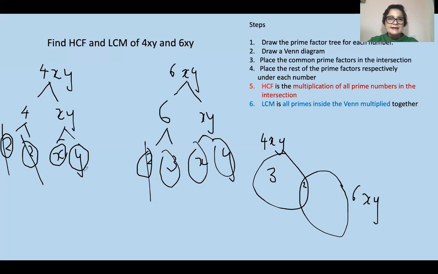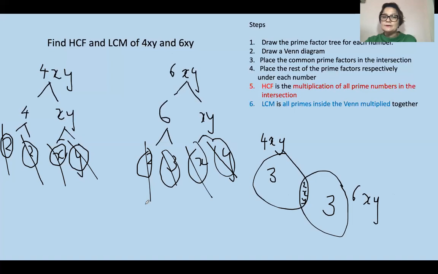I can see an x here and x there, so x is a common factor. Cross it out and place the x in the middle. Okay, and then y is a common factor as well because there's y in both expressions, so place that in the intersection. And then what have we got left? We have the 3 left. Place the 3 on the other side because it's a prime of the 6xy. So we finished with the Venn. We crossed out all the primes. That means we used all of them.